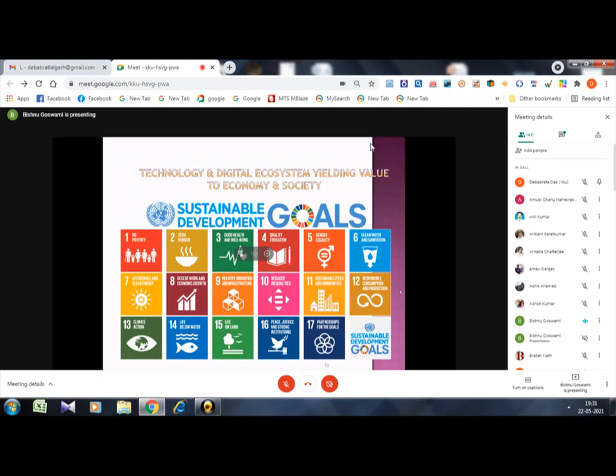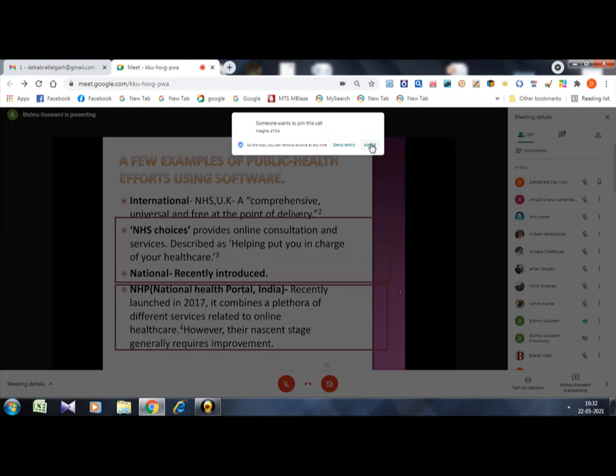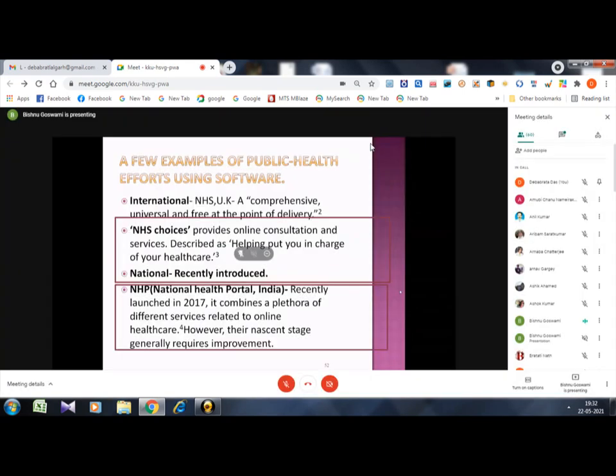In the international context, we have from the NHS UK a comprehensive, universal and free at the point of delivery healthcare. And the software side of this includes NHS Choices. This provides online consultation and services. And in India, we have this National Health Portal. I am not going to comment how good or bad it is, but it has been recently launched in 2017, and it combines different services related to online healthcare. It is in the nascent stage, and everything has a nascent stage, so we should not be very harsh here.